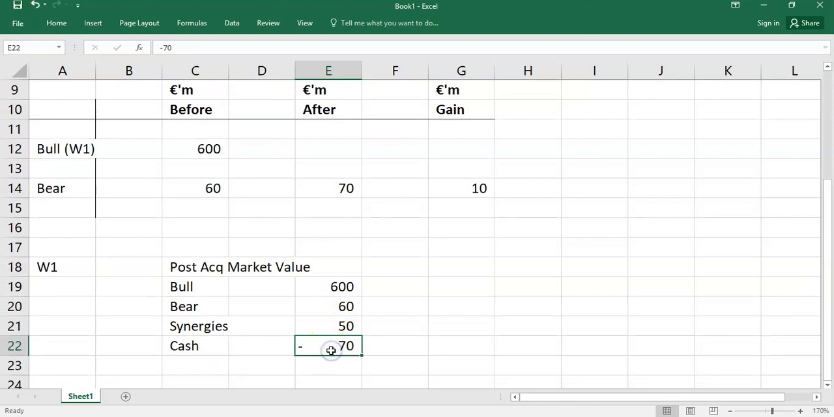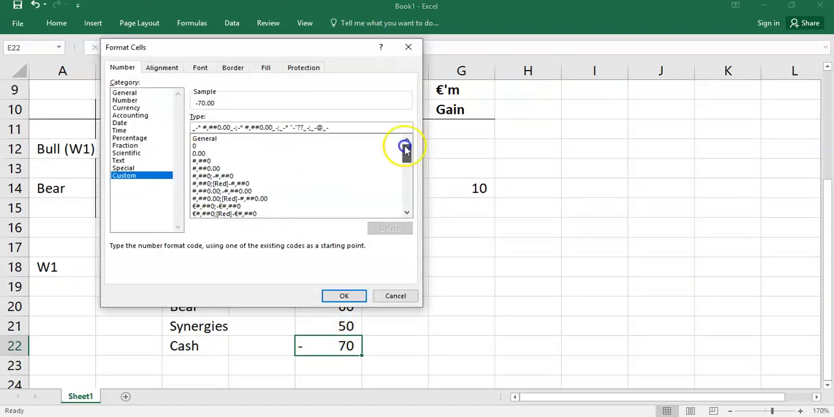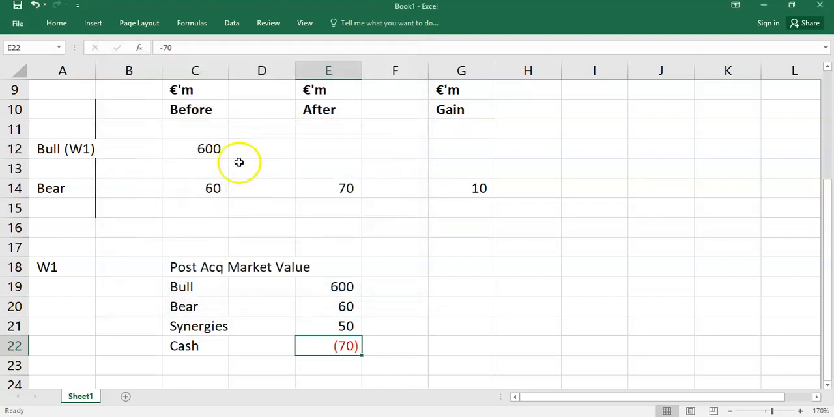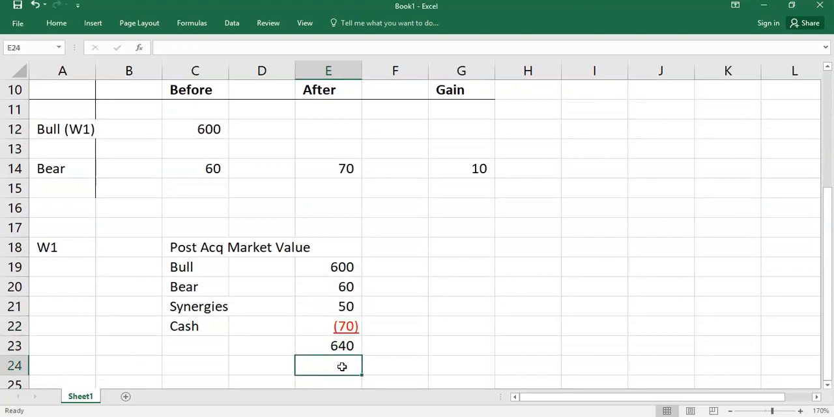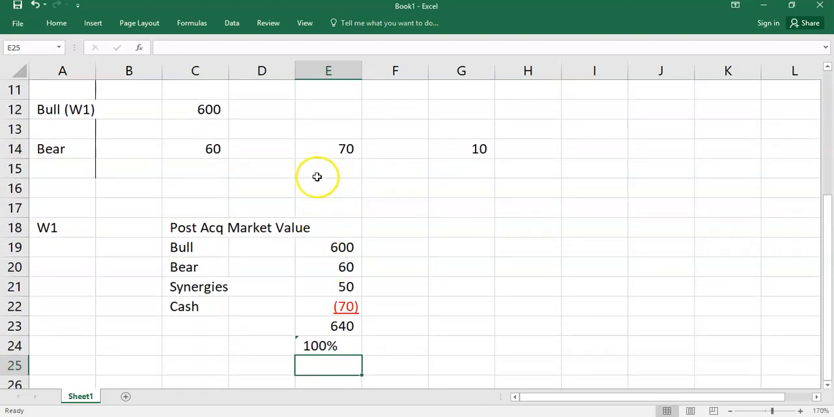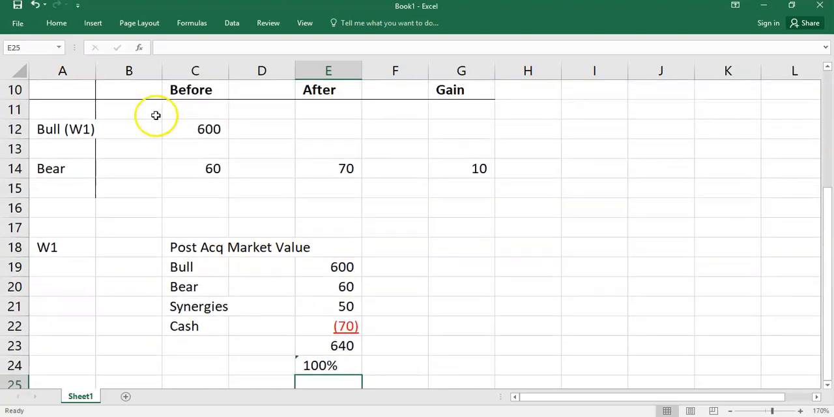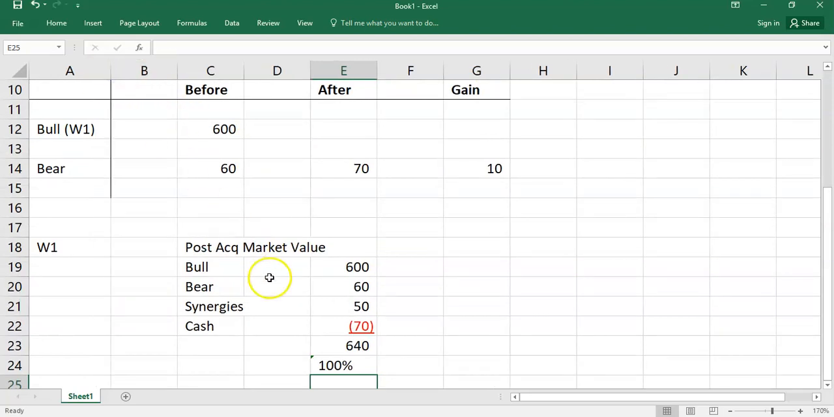So think about that now. I'll put that in a bit easier to see. So what you're saying is you acquired a subsidiary which is bringing you 60 value standalone and synergies of 50. So it's worth 110 overall and you paid 70 for it in cash. So the market value afterwards is 640 and that is 100% owned by the existing bull shareholders. The reason is there's no dilution of control because they paid all cash. So they own 640 afterwards, and that means they made a gain of 40.